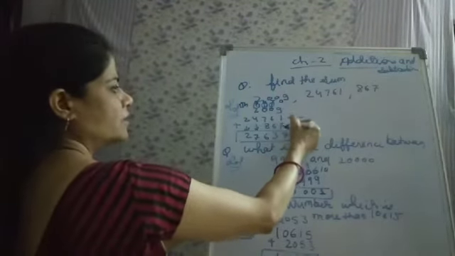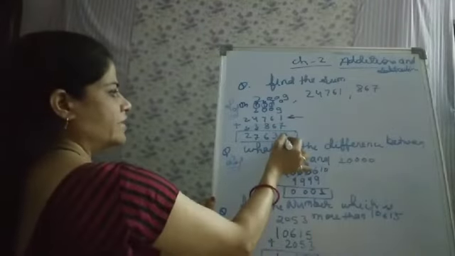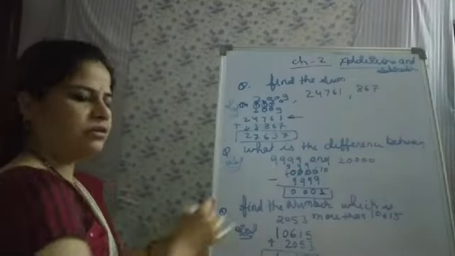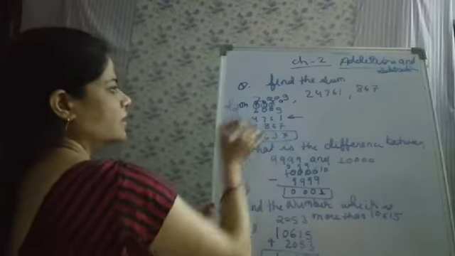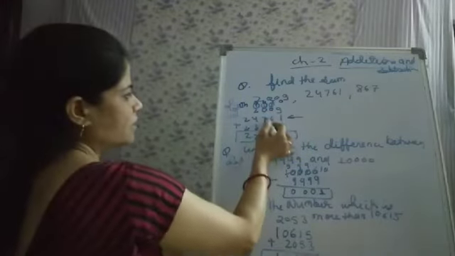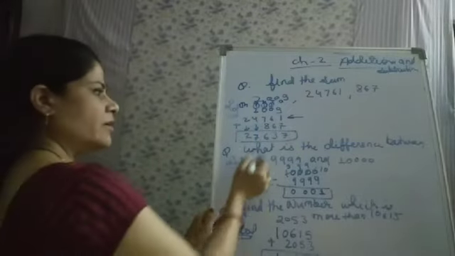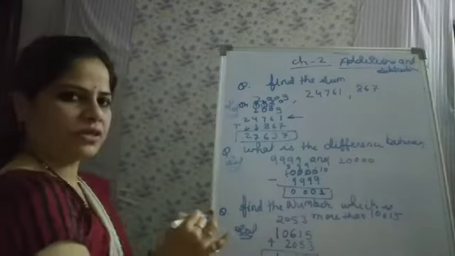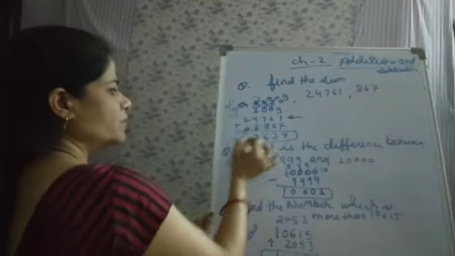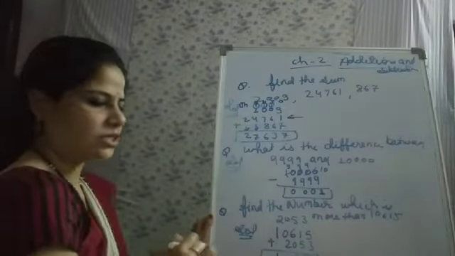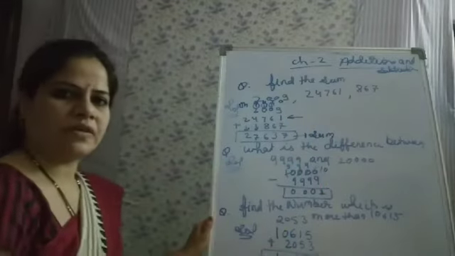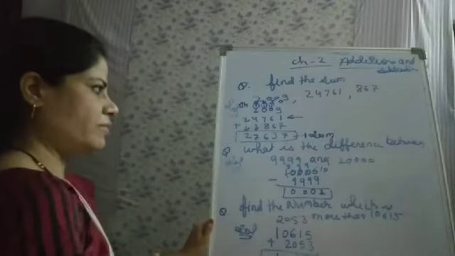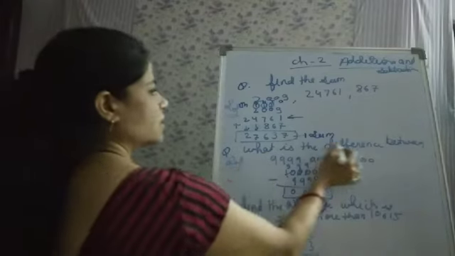9 plus 1 plus 7 will be 17. So write 7 in answer, carry over 1. 1 plus 6 plus 6 will be 13. Write 3 in answer, carry over 1. Then 1 plus 7 plus 8 will be 16. Write 6 in answer, carry over 1. Then 1 plus 2 plus 4 will be 7 and 2 as it is you have to write. So what is the sum here? The sum is 27,637.